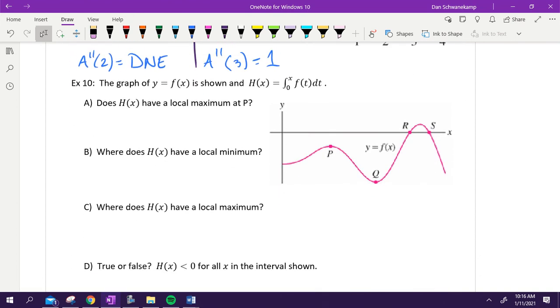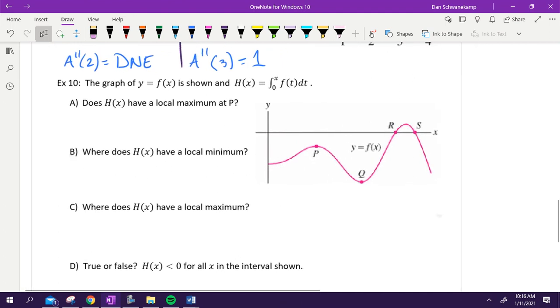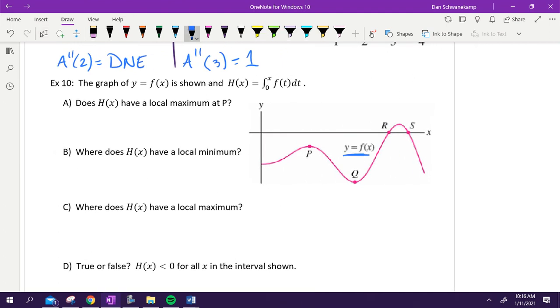Let's go to the next one. Last one of the day. Okay, the graph of f is shown. So this is an f graph. H equals the integral of f. Or in other words, if you have f of t, and I found the integral of it, the antiderivative, that would tell me h of x.